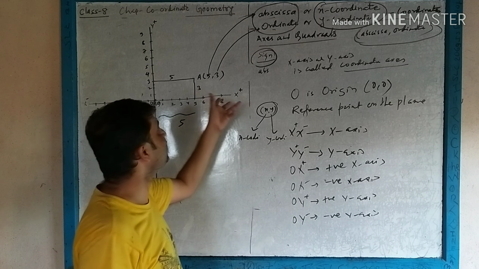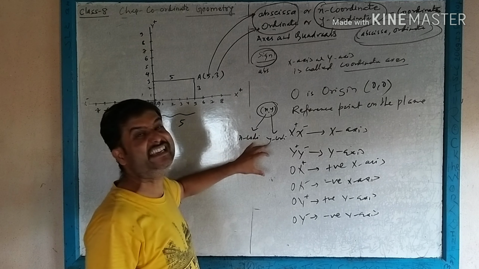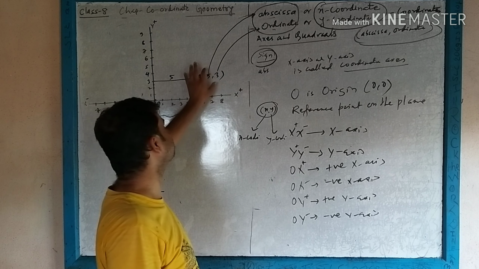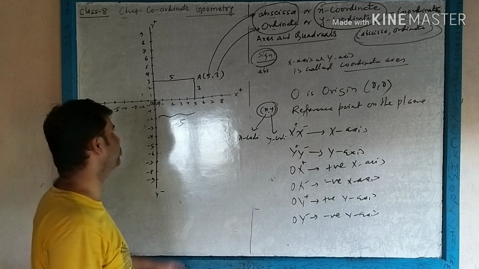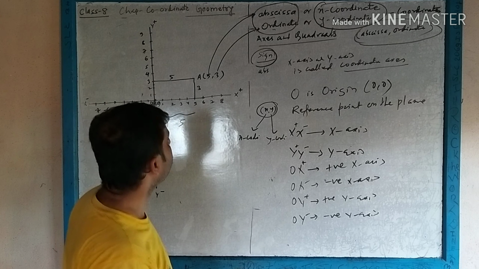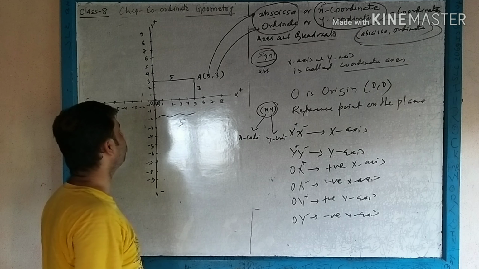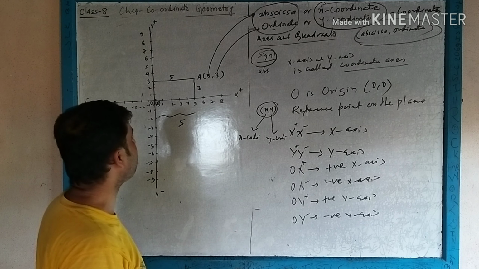So the combination of this abscissa and ordinate is called coordinates. It is called the coordinates of the point A.